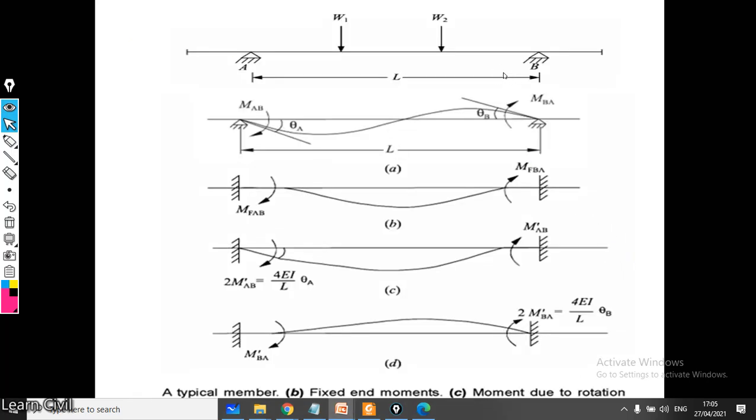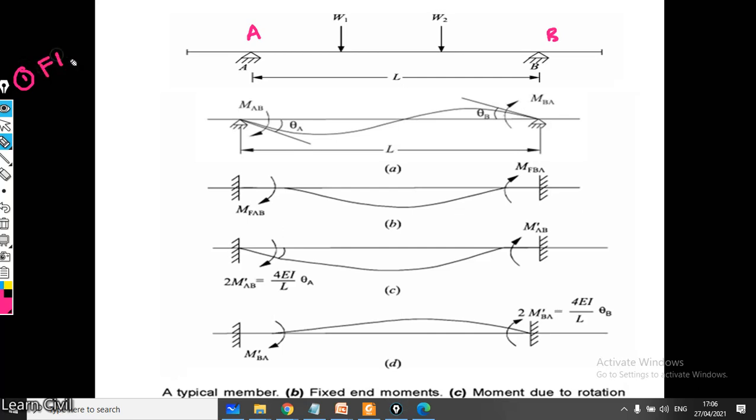Now let us consider we are having some beam AB like this. This is end A and this is end B. So whenever some bending moment is developed, the first reason will be due to fixed end moment.